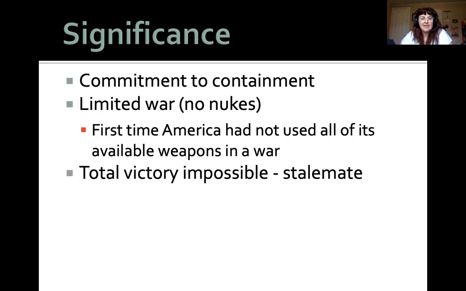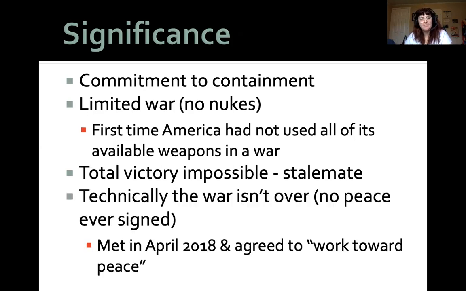And the other significance was that total victory was really impossible. We did not effectively contain communism. North Korea was and is communist now, and we basically had to commit to a stalemate. And technically, the war isn't over. As I said, no peace was ever signed. There was a meeting recently in April of 2008 where basically the dictator and the South Korean government said they're going to work towards peace, but no progress has really been made on that.